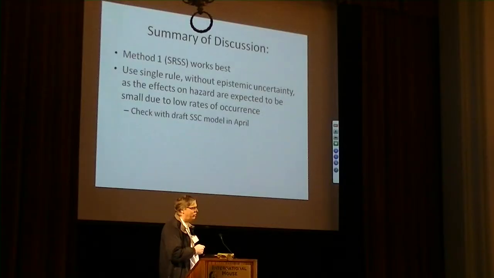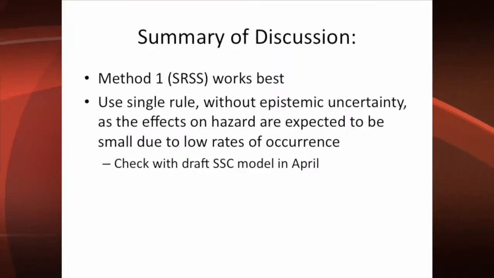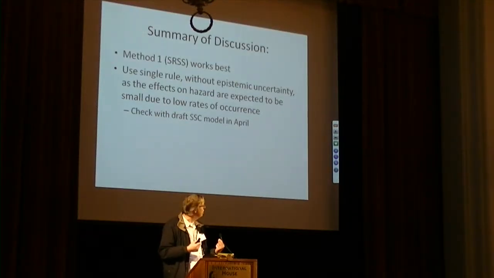The bottom line is we compared those 4 methods. The SRSSing works the best. So it is closest to what you would get from doing a numerical simulation. Okay? For our approach right now, we're planning to use a single rule, that is without any epistemic uncertainty. So our rule would be SRSS the values.